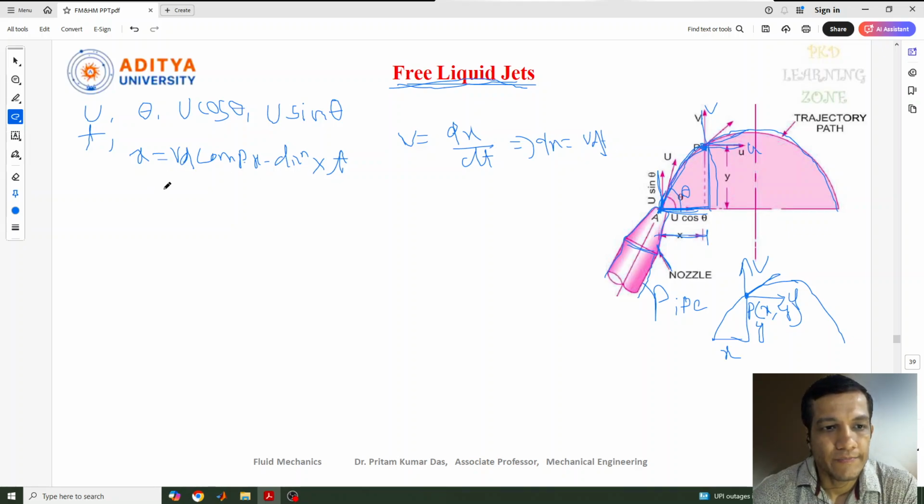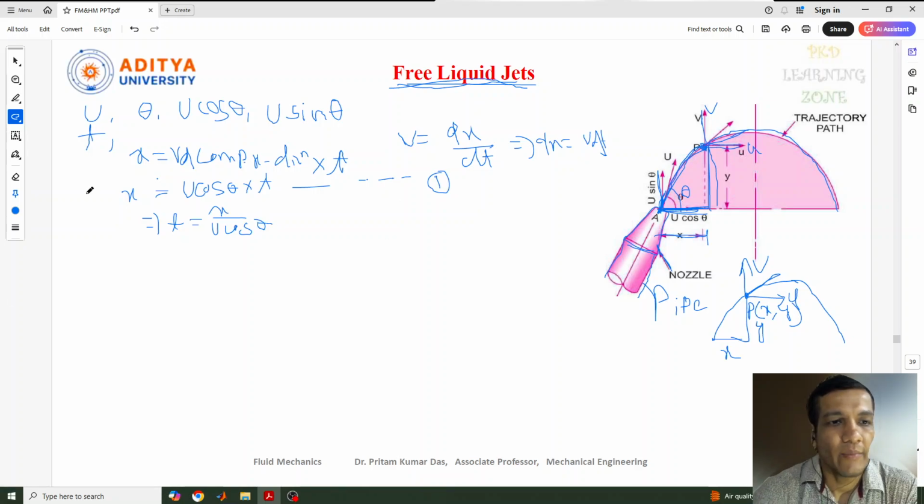So here again, what is the velocity component in the x direction? That is u cos theta, into the time taken t, and this is your x value. Here I can give equation 1. This same equation I can also write in such a way that the time taken equals the distance traveled divided by the velocity, that is u cos theta. Similarly, this is about the x direction. I hope you understand.